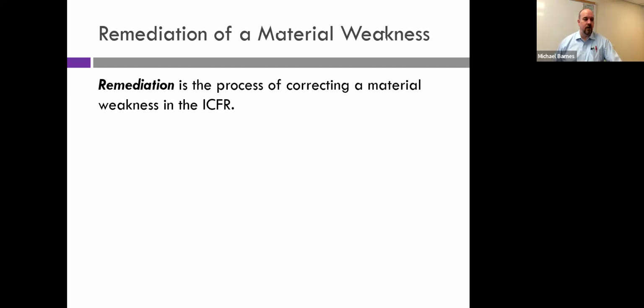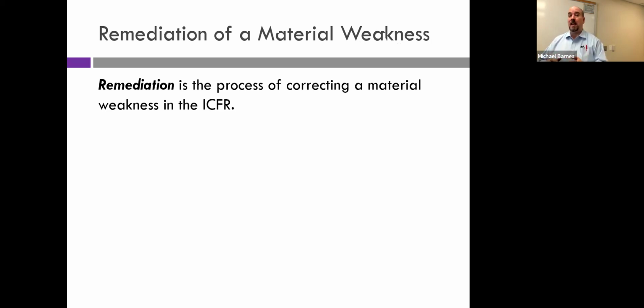So remediation, we've talked about this all before, is the process of correcting a material weakness in internal controls over financial reporting. So the idea is that we as auditors do our testing. We identify a material weakness and we go to the client and say, you have a control failure here that is significant enough to result in a material misstatement. The client has an opportunity before year end to actually fix this problem.